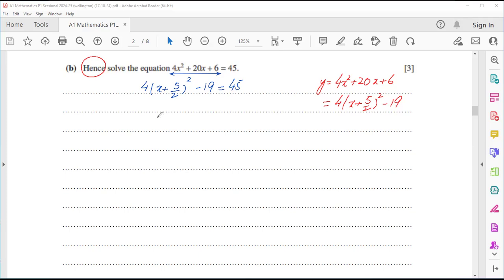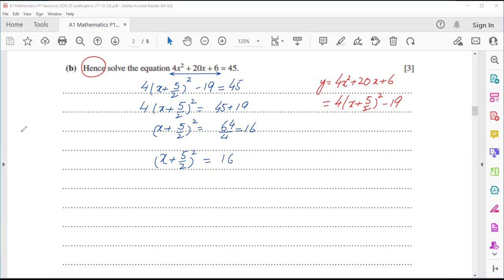No, you will not expand. You have to solve with the help of the whole square. So 4 times x plus 5 by 2 whole square becomes 45 plus 19. That becomes x plus 5 by 2 whole square is equal to 64 divided by 4, that becomes 16. So you have to find the square root of this term.